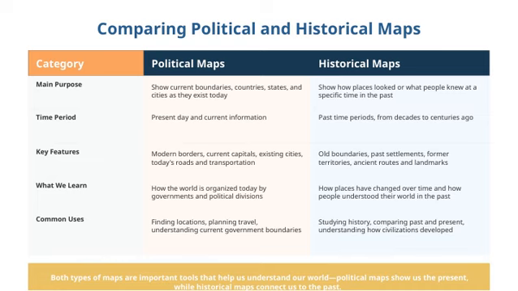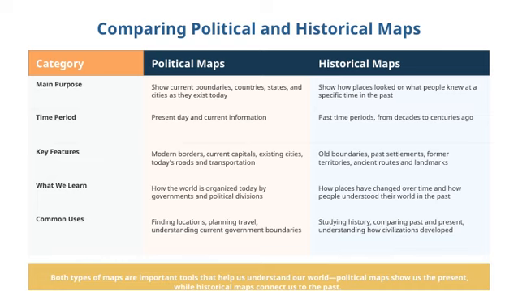Next, let's talk about the time periods these maps cover. Political maps reflect present-day information, what's happening now. Historical maps, on the other hand, represent past time periods, which could range from decades to centuries ago. They help us see how borders and territories have changed over time. When we examine key features, political maps highlight modern borders, current capitals, existing cities, and today's roads and transportation networks. Historical maps feature old boundaries, past settlements, former territories, and even ancient routes and landmarks, giving us insight into the world as it once was.